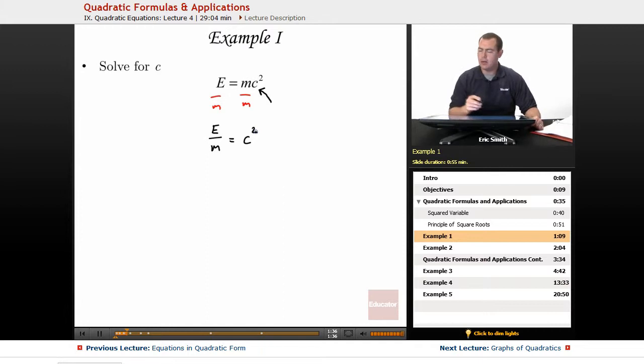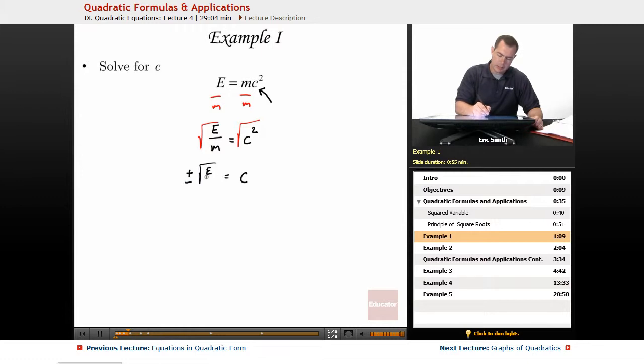Now to get it completely all alone, this is where we will go ahead and take the square root of both sides. Now from the principle of square roots, I'll have plus or minus the square root of E divided by m. So you can really think of this as two different ones. That c equals the square root of E all over m, and c equals the negative square root of E over m.